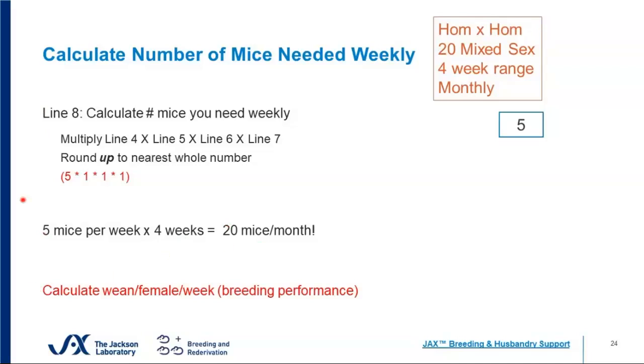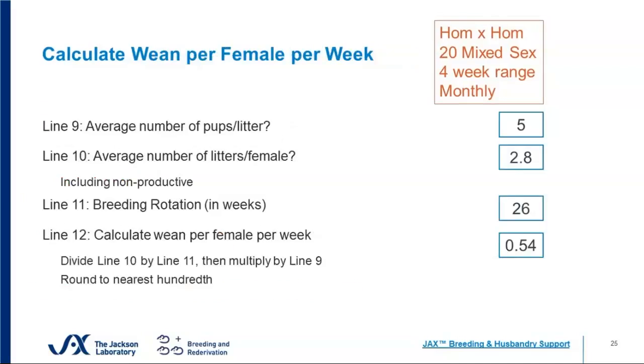That's our breeding performance statistic. So these are the numbers that I gave. So line 9, that's the average number of pups weaned per litter is 5. Average number of litters per female is 2.8. And again, when you calculate this, you must include your non-productive females so that you don't overestimate the breeding performance of your strain. And then line 11, that's your breeding rotation. That's how long it takes from when you set up your matings to when you retire the breeders.